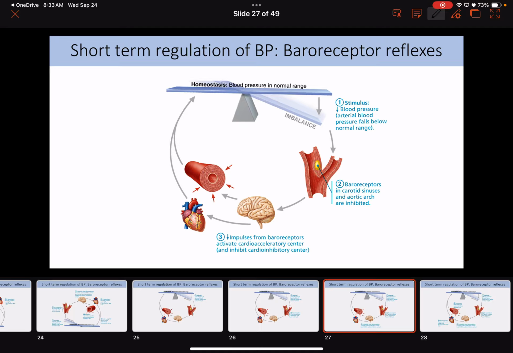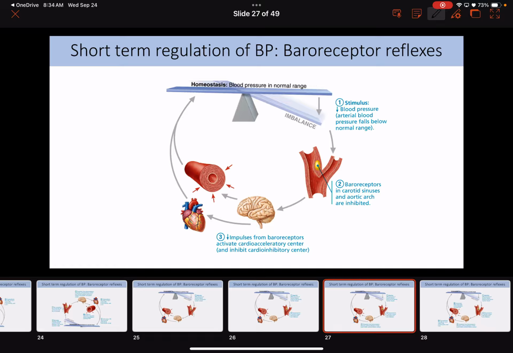And what that's going to do, this low pressure and fewer impulses, is activate the cardioacceleratory center. There's not enough messages being sent right now. Blood pressure is too low. Let's speed up the heart and constrict these blood vessels. So fewer impulses from the baroreceptors activate the cardioacceleratory center, and because this is a balancing game, at that time we'll inhibit the cardioinhibitory center. We want the main player to be the acceleratory center.